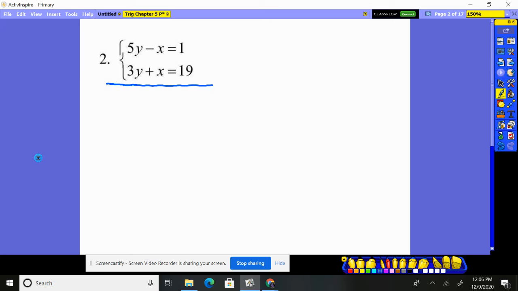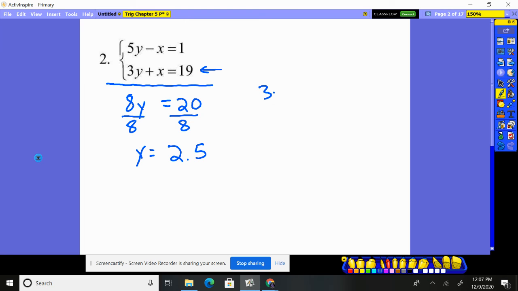And notice that if we add these right away, 8y, a negative x plus an x goes away. 1 plus 19, 20. So we have just y, and we can solve for y. Divide by 8, y equals 20 divided by 8. Looks like it's 2.5. Okay, so we now know y. So I can plug back into either of the equations to get my answer. I'm going to go back into, let's go into this guy.